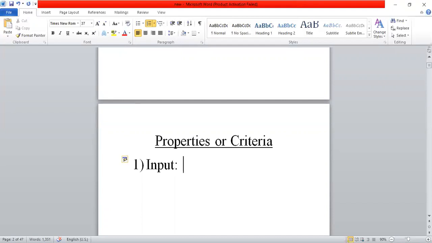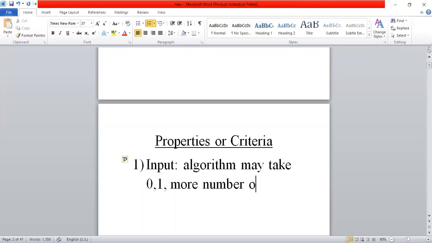Generally, an algorithm may take either 0 input, 1 input, or more number of inputs. I will give one example of more number of inputs. This is the first property. For any designed problem or any designed program, it must take some inputs and produce the required output or useful output. Is it clear?